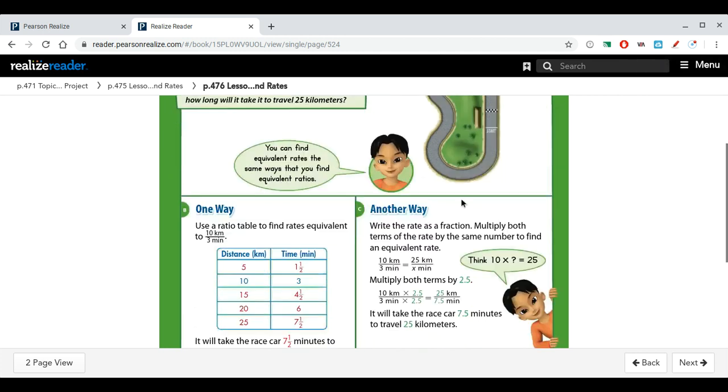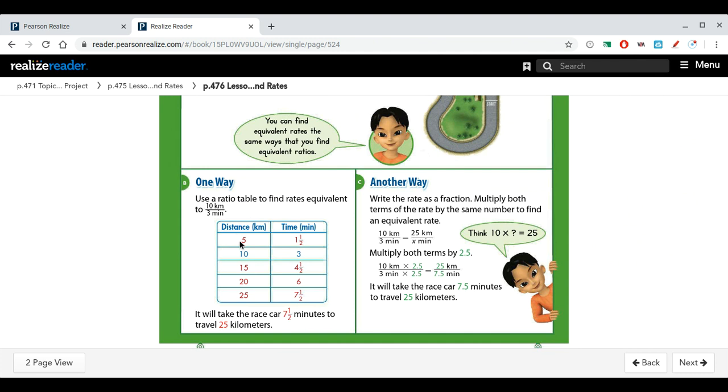If we look at our ratio table, we started with 10 to 3. If I halve my distance to 5, I divide my time in half. If I go up by 5, I add a minute and a half. If I go up by another 5, I add a minute and a half, and then I keep going up by 5. So I end up with 7.5 minutes to travel 25 kilometers.